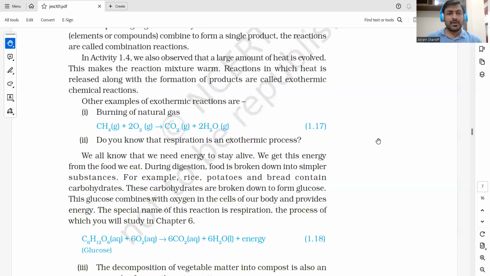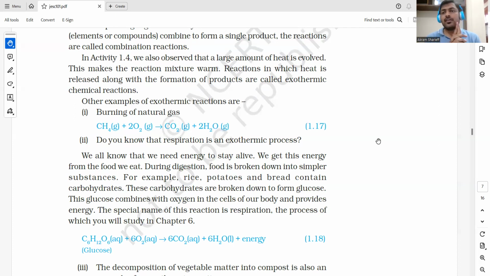In activity 1.4, we observed that a large amount of heat is involved, which makes the reaction warm. Reactions in which heat is released along with formation of products are called exothermic reactions. Let us read it again. A reaction in which heat is evolved along with formation of products is called what? Exothermic reaction. Then what is an endothermic reaction? A reaction in which heat is absorbed. Endo, it is coming inside. Exo, it is going outside.